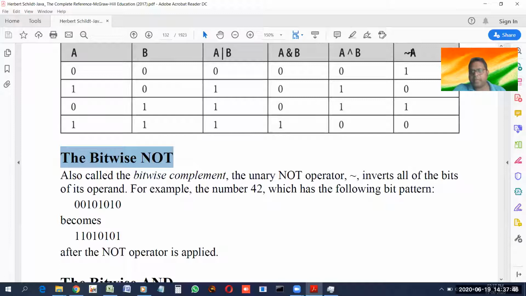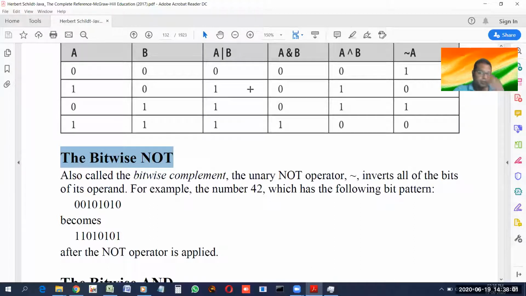And NOT, A NOT, this shows only A. If A is 0, then it will be 1. Come down. In this case, A is 1, B is 0. OR means if only one input is 1, then overall all the things will become true.